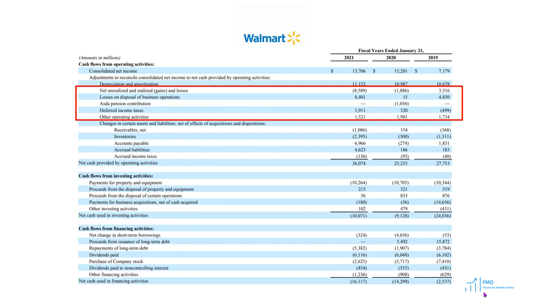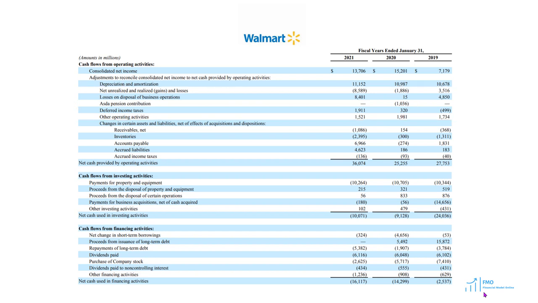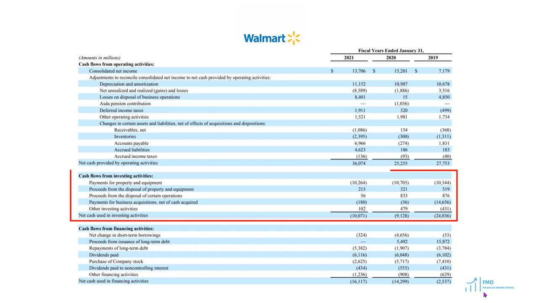In the case of Walmart, what we've got is net unrealized and realized losses, losses on disposal of business operations, pension contributions, deferred income taxes, and other operating activities. After the cash flow from operating activities, we've got the cash flow from investing activities. And remember in our homework, we included the purchase of ice cream stands, purchase of the warehouse, and purchase of the trademark under the cash flow from investing activities.